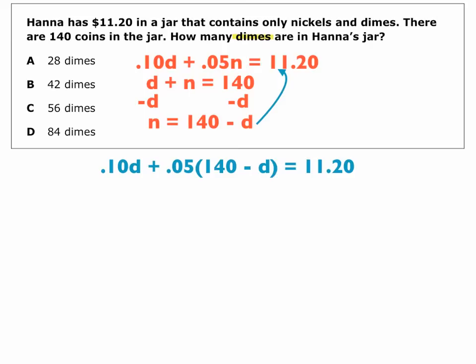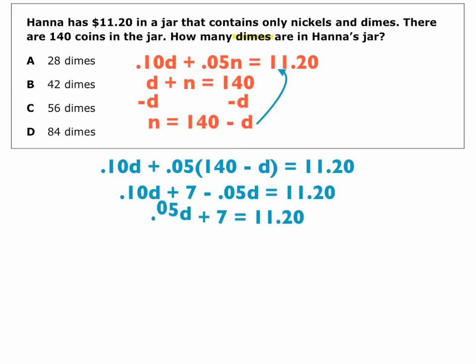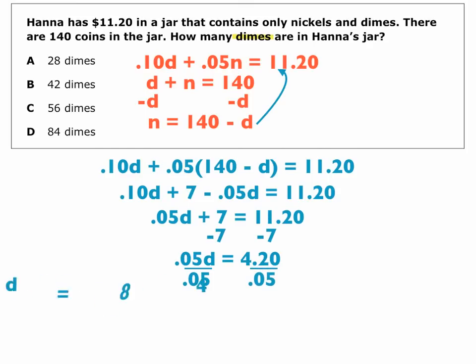Go ahead and distribute your 5/100ths, and you get 0.10 D plus 7 minus 5/100ths D equals 11.20. Combine your like terms, and now it's just a two-step equation that I need to solve for D. I'm going to subtract 7 from both sides, and I get 0.05D equals 4.20. Divide both sides by 5/100, and you get D equals 84. So my answer here is D.